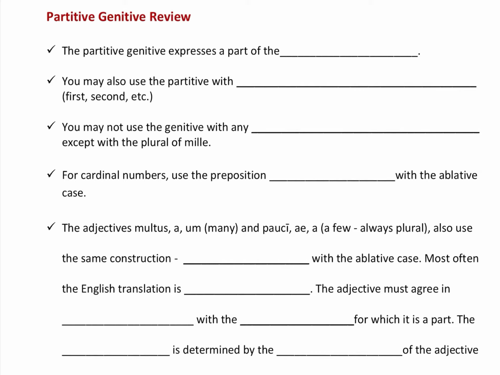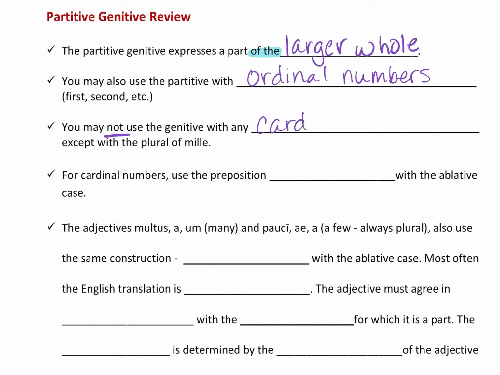So the partitive genitive expresses a part of the larger whole. So we're going to see a lot of the "of the" when it comes to the partitive genitive, because after all, it is genitive. You may also use the partitive with ordinal numbers. And if you remember about ordinal numbers, they are first, second, third, fourth, fifth, that kind of thing. You may not use the genitive with any cardinal numbers except for the plural of mille, and cardinal is just 1, 2, 3, 4, those kinds of things. We'll go over that in a second.